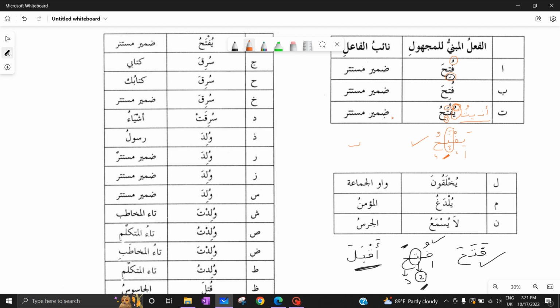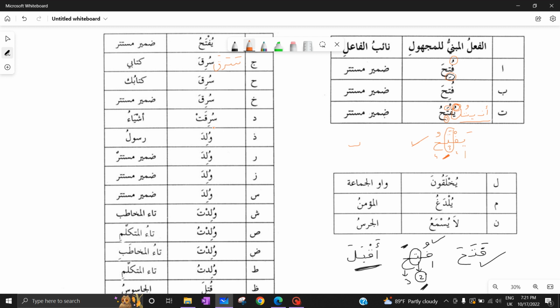Okay, now we will see in the examples here. Yuftahu, where is the naibul fa'il here? Dhamir mustatir. We know in present tense, ana, nahnu, anta, huwa and hiya, these five dhamirs are always mustatir. Okay. What is the original verb here? Saraqa. The original verb is saraqa. In majhul, it is suriqa.